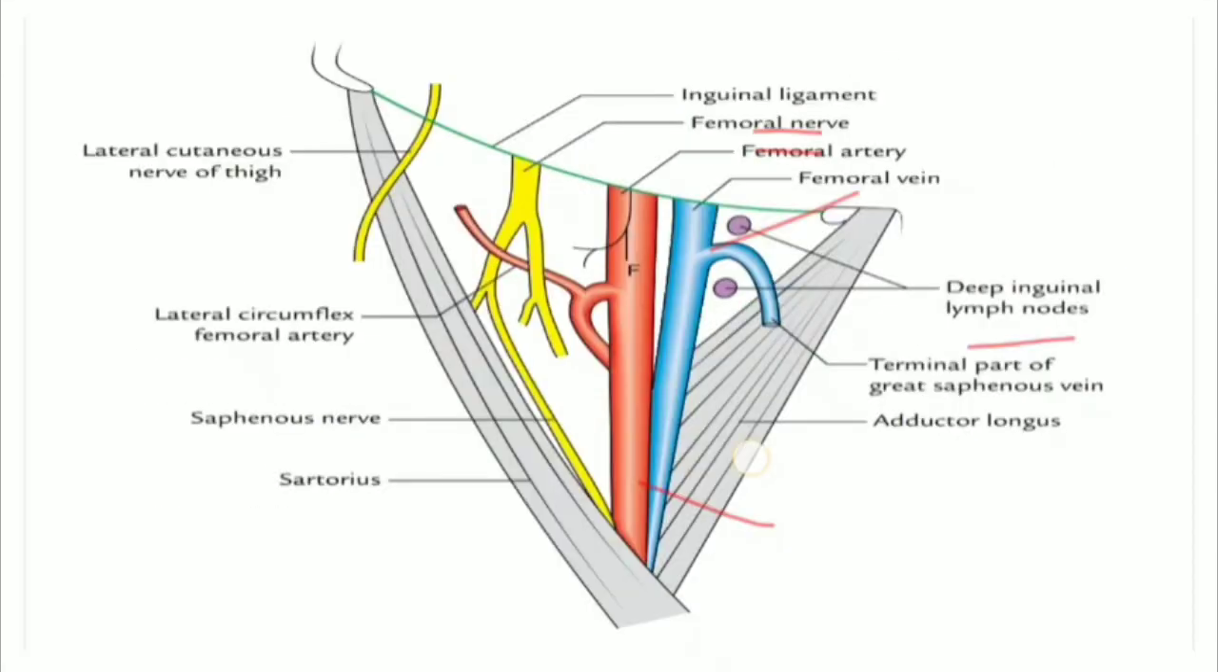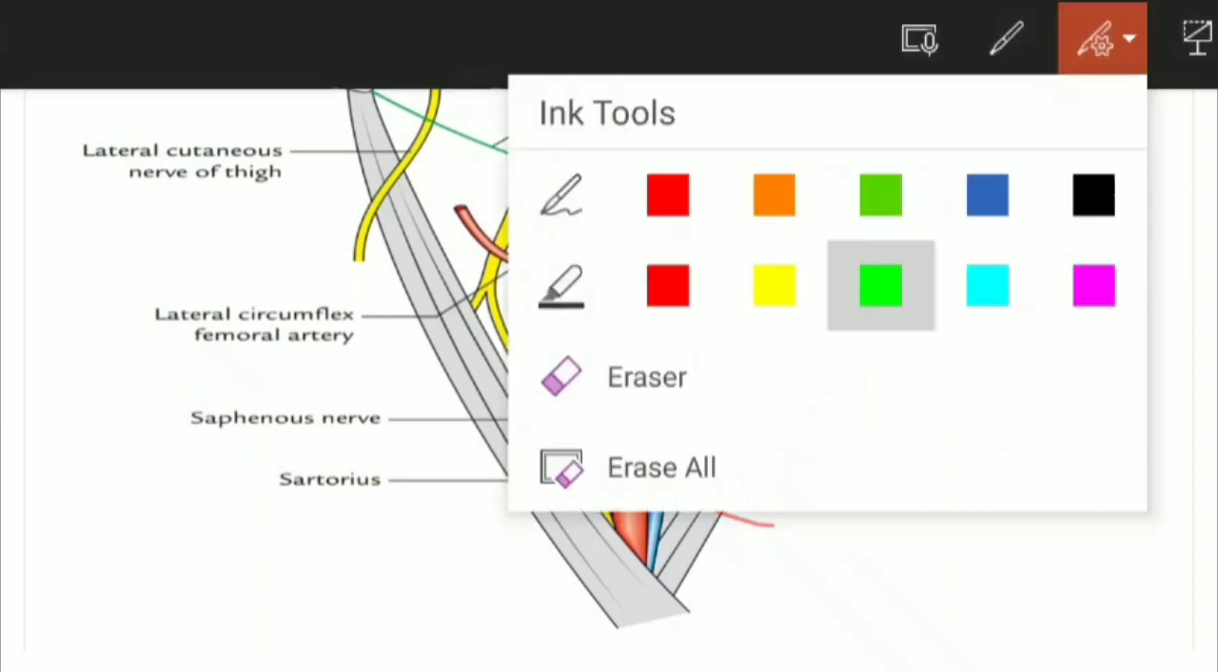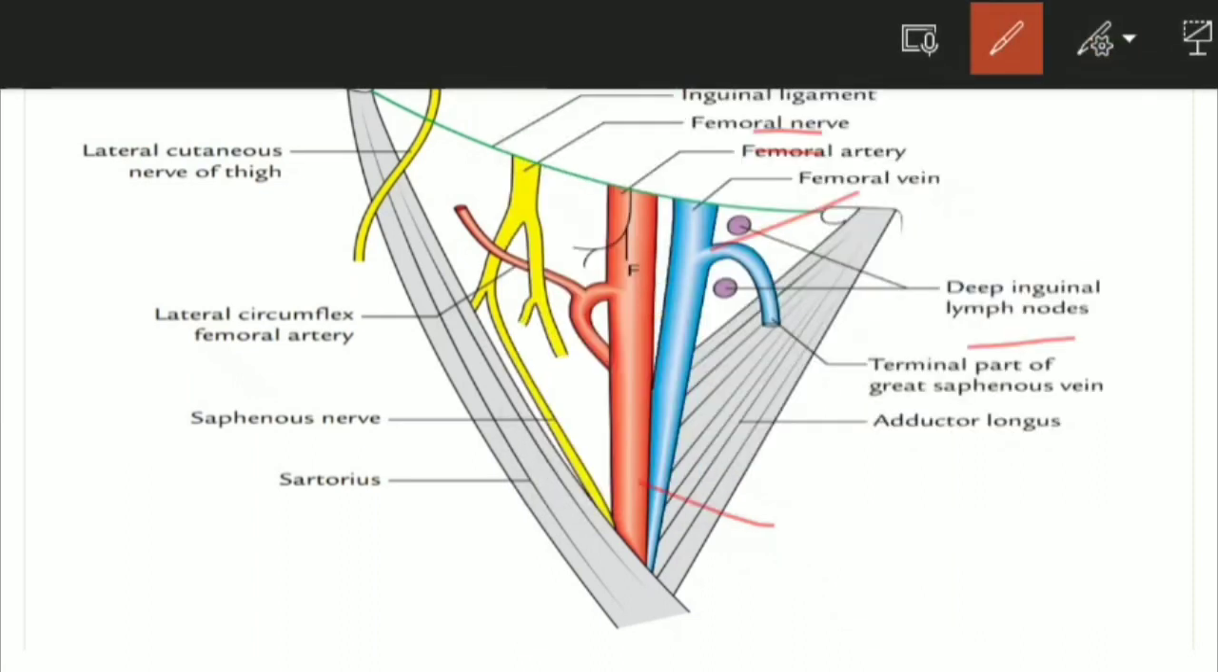So what is the one more deep branch? One more deep branch is the profunda femoris artery. You can see this one here; this is called the profunda femoris artery. It arises from the femoral artery some 3.5 cm below the inguinal ligament, and it divides into 2 branches.